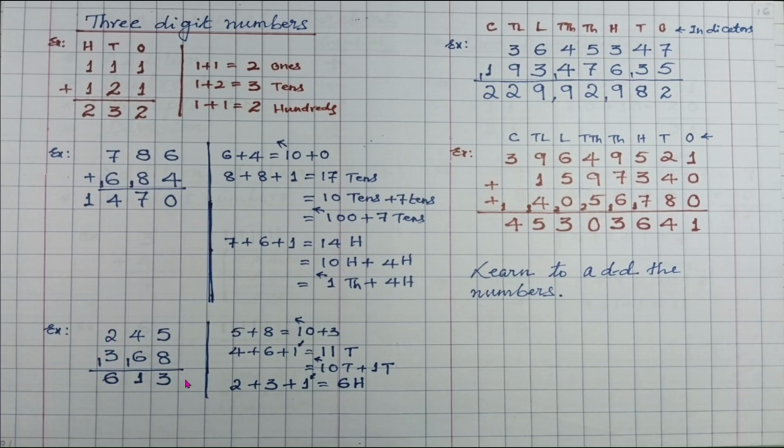The sum is 613. Remember that. Now let us take a slightly bigger example and let us add it directly. 7 plus 5 is 12, carry 1. 4 plus 3 is 7, plus 1 is 8. 6 plus 3 is 9, 7 plus 5 is 12, carry 1, 4 plus 4, 8 plus 1 is 9, 6 plus 3 is 9, 9 plus 3 is 12, carry 1, and 1 plus 1 is 2.